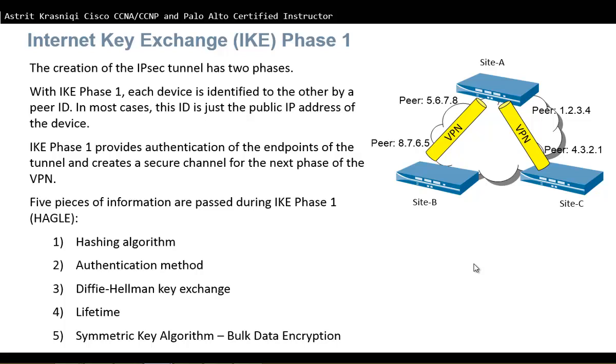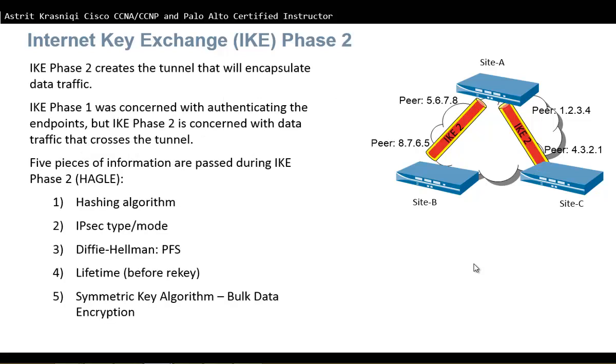So they have to go through the haggle: hashing algorithm, authentication method, Diffie-Hellman key exchange, lifetime, and symmetric key algorithm. In phase 2, this is where the work is actually done for the data. So phase 1 is just the peers negotiating with each other. Phase 2 is actually when we send user data. IKE phase 1 was concerned with authenticating the endpoints. Phase 2 is concerned with data traffic that crosses the tunnel. And they have to go through the same 5 pieces of information, the haggle bit: hashing, IPsec type, Diffie-Hellman, lifetime, and symmetric key algorithm.